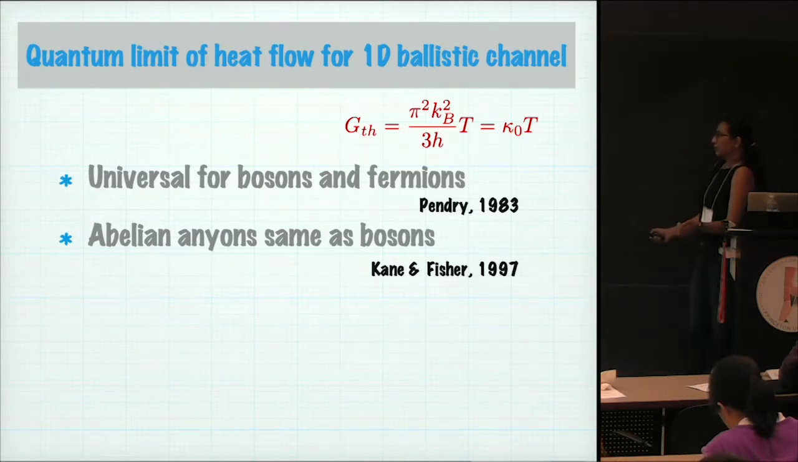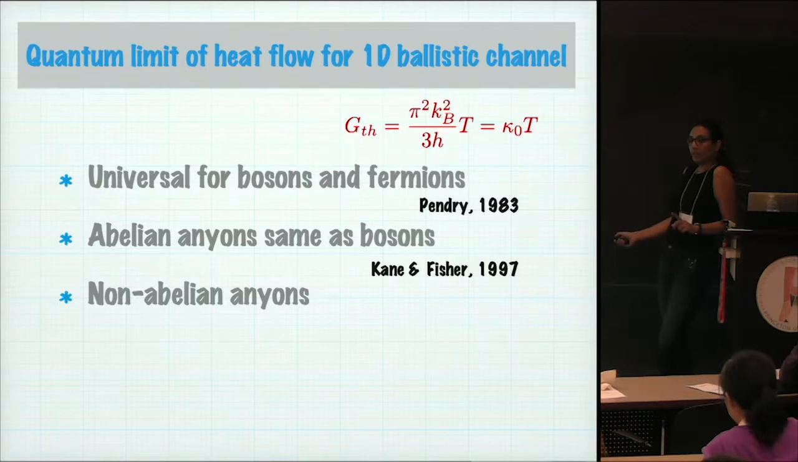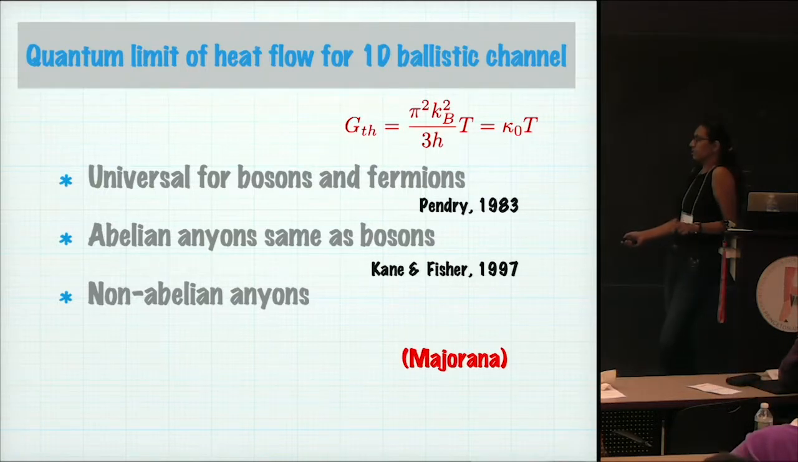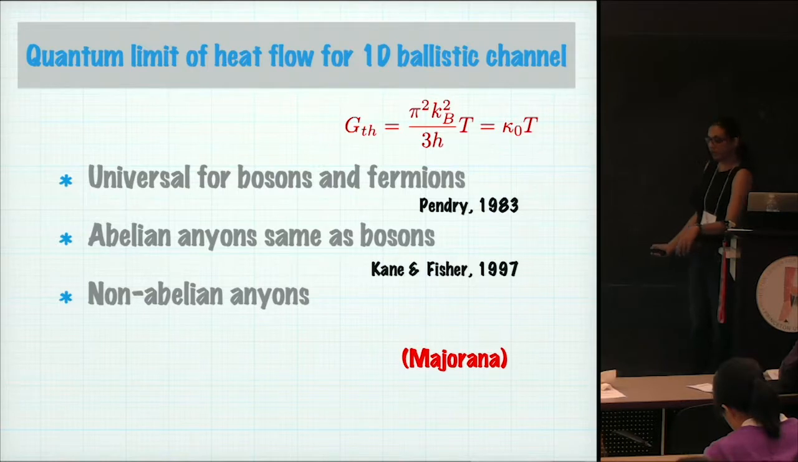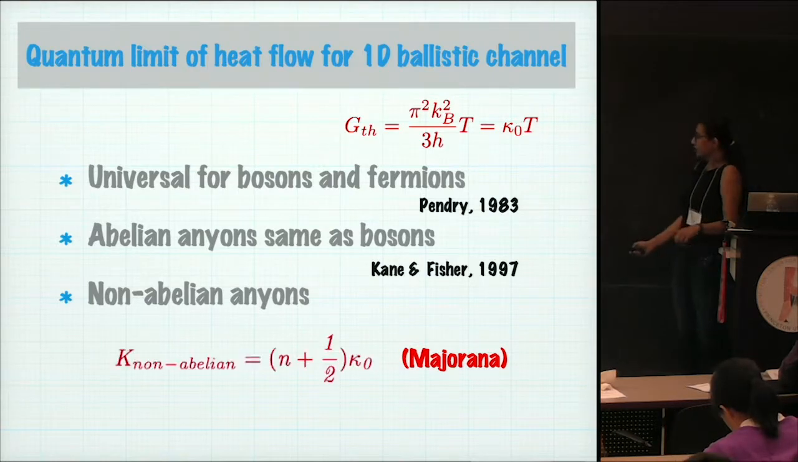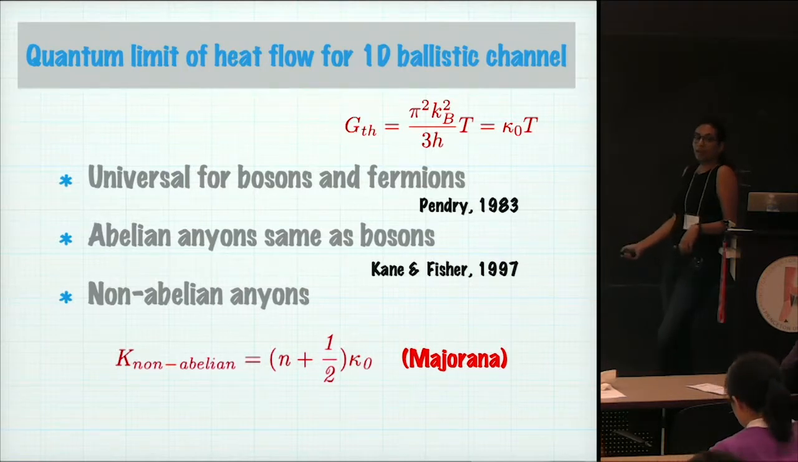And then this was not proved. Let's say it was predicted 20 years back. And for non-abelian anyons, if present in the system, I will be just talking about Majorana, like I said, because I would focus on the 5/2 state, which is supposed to host some Majorana particle. If present in the system, then the thermal conductance should be a half-integer quantum, like the prefactor should be a half integer. Okay, now why half?